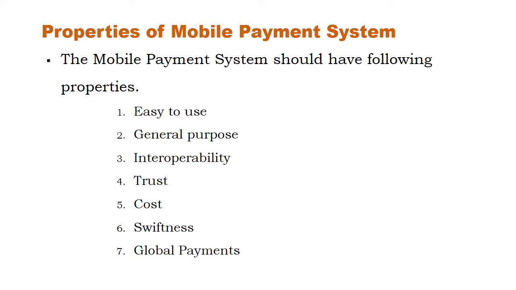The next one is interoperability. That means it should be usable across different platforms, networks, and applications. For this, the mobile payment system should be built to international standards and possibly using open technologies. The next one is trust. Trust means a mobile payment should be trustworthy. That is, the customer should be reasonably sure that the credit or debit card related information he is supplying would not be misused.